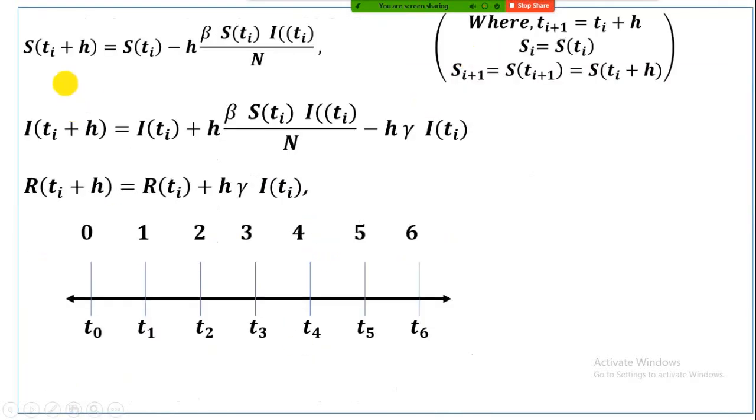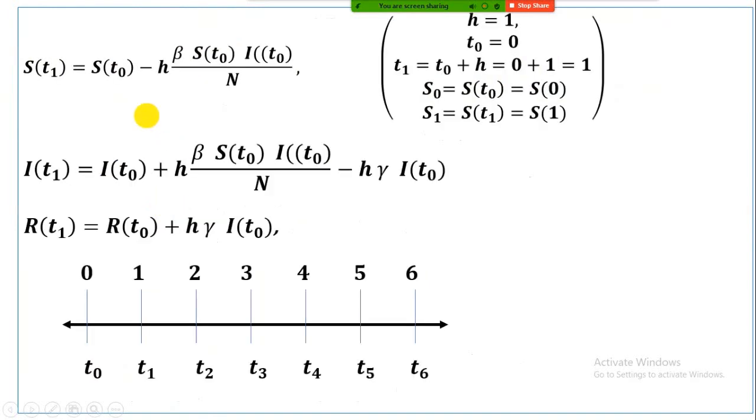Or if we write S of t_i for S_i and S of t_i plus h for S_{i+1}, these are the solutions for SIR model by Euler method. Further, the first iteration can also be written as S of t1 is equal to S of t naught minus h times beta S of t naught and so on.